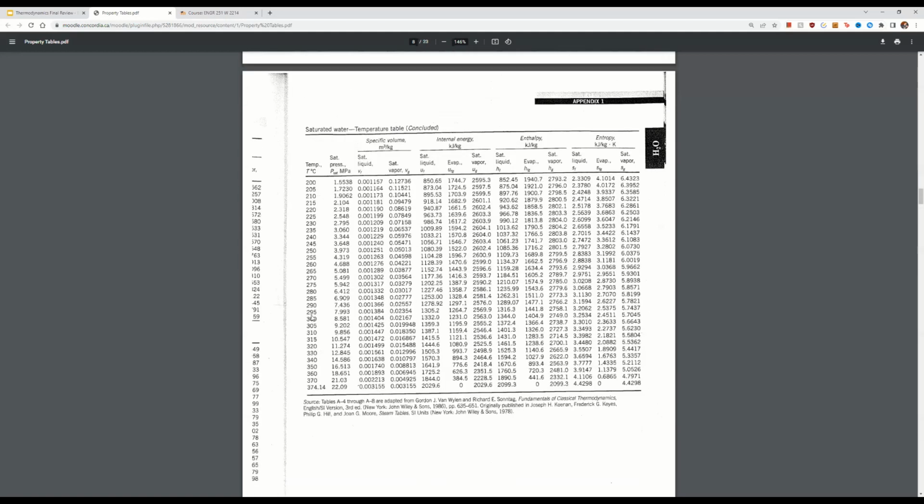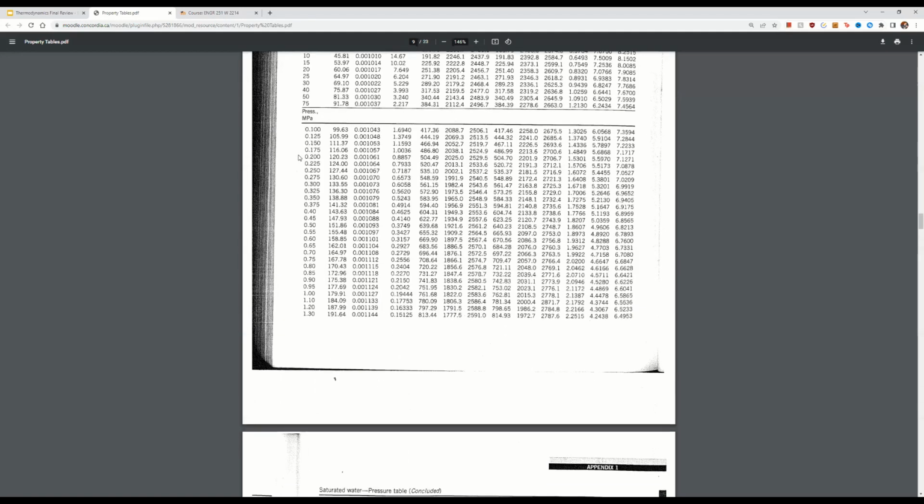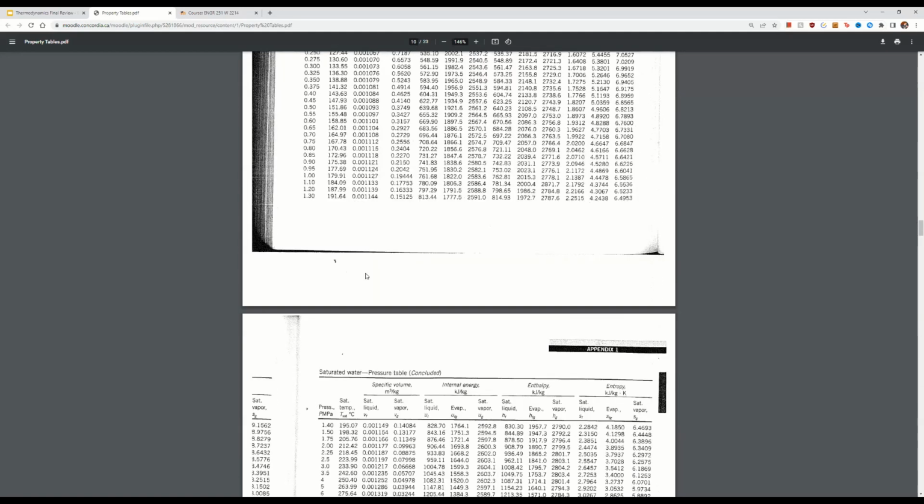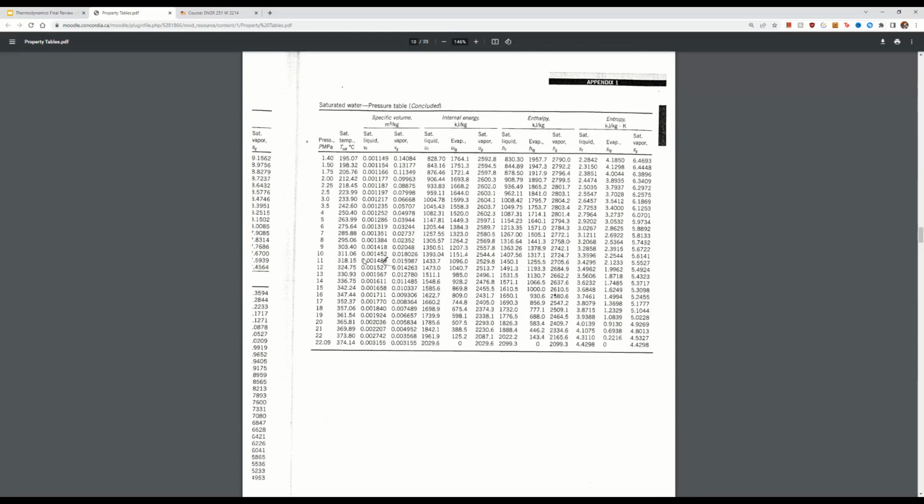They have either temperature or pressure as a reference all the way to the left. And yeah, so pressure goes all the way to 22.09. That's its critical point property for water.